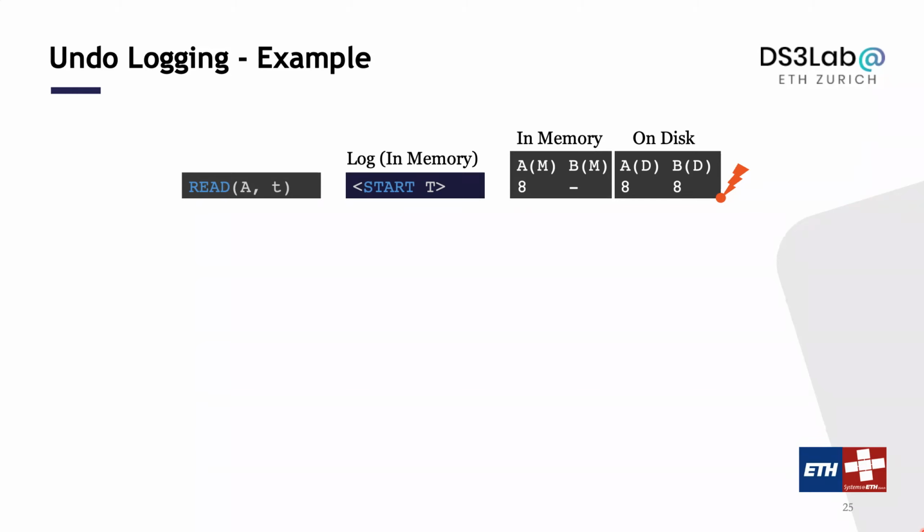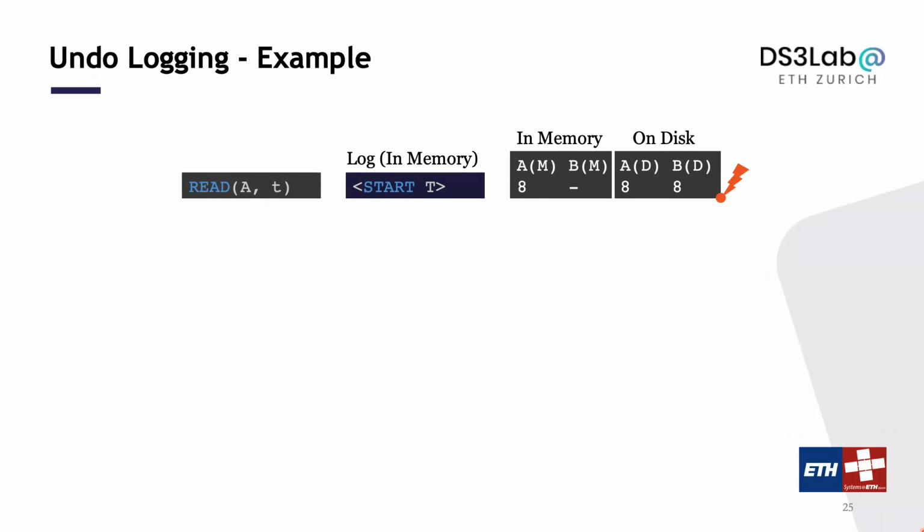In this case, everything in main memory is gone. You haven't flushed the log yet, so your log is actually empty. You see nothing. You don't even have the start T record in the log file. You don't even know that T exists when we open the system. In this case, how would you recover? You do nothing.